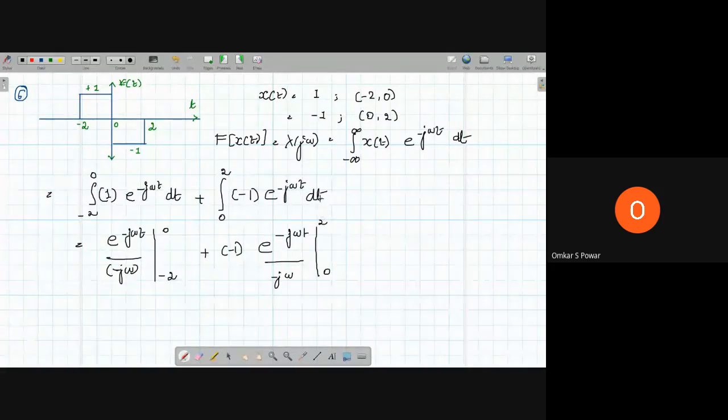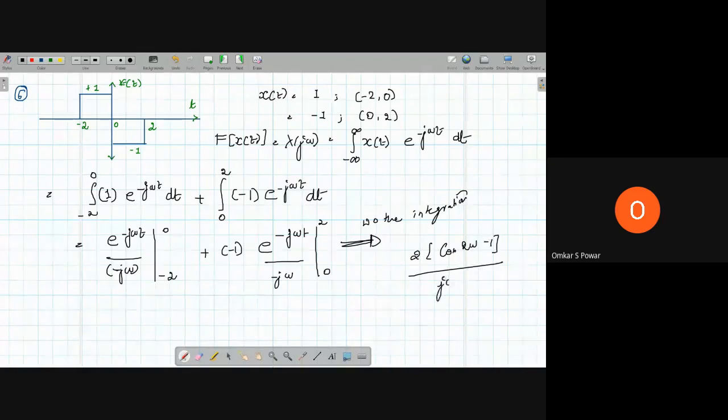Then the integration is for you to do. So do the integration, substitute the limits. Otherwise it will be boring if I keep on solving those things. So you should land up in an answer as 2 into cos 2 omega minus 1 divided by j omega. Okay. So Fourier transform is always easy.